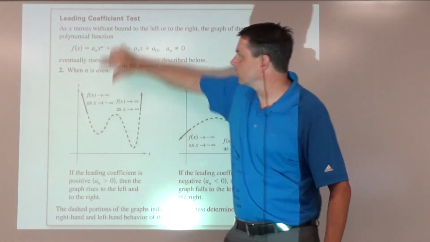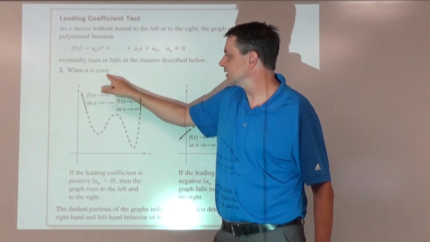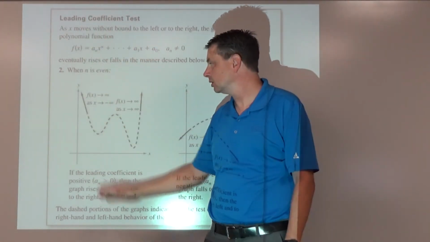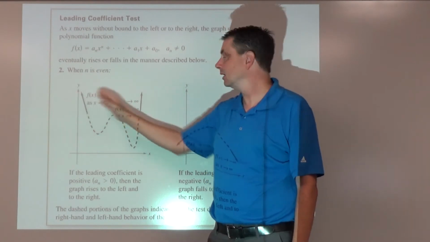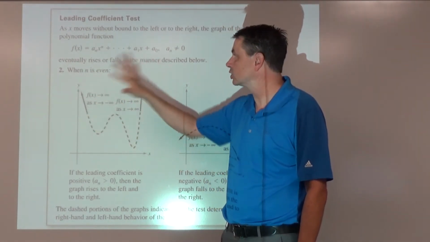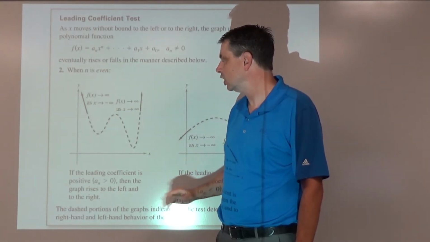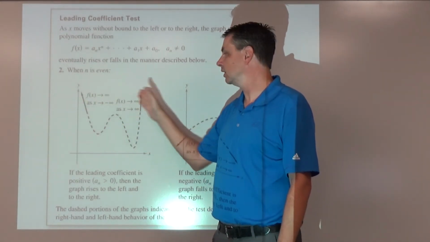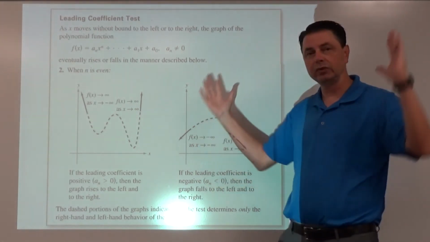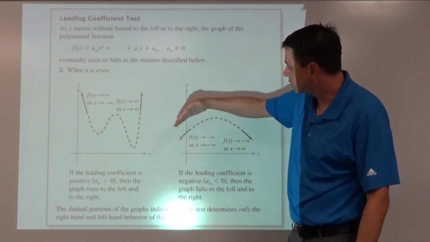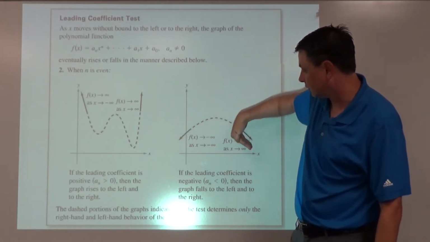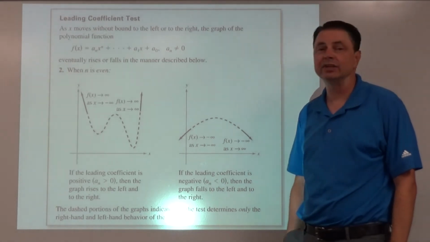When our degree is even, it's going to be a lot like the x squared parent function. Starts high, ends high. Not sure what's necessarily happening in the middle, we're just talking about the end behavior. Or rises to the left and rises to the right. If our leading coefficient is negative, we do flip that graph. Starts low, ends low, falls to the left, falls to the right for an even degree.